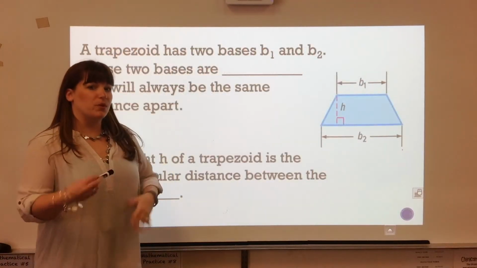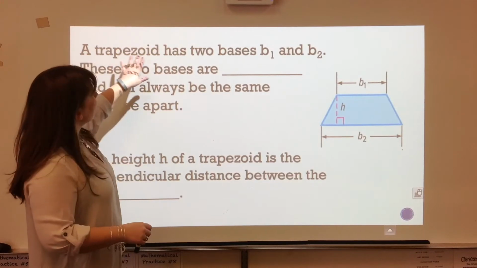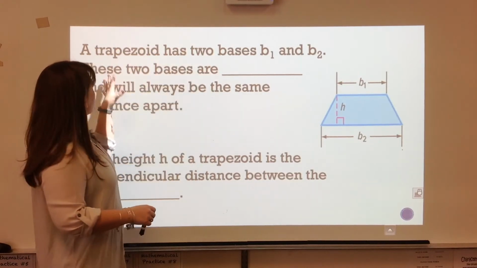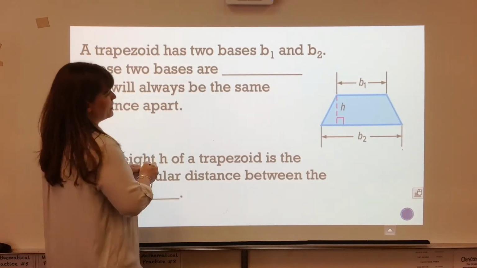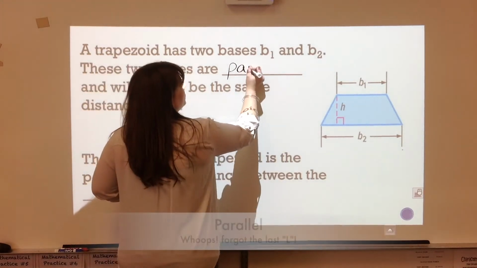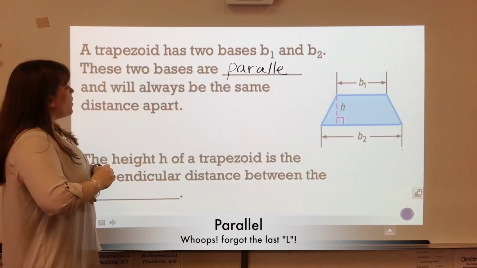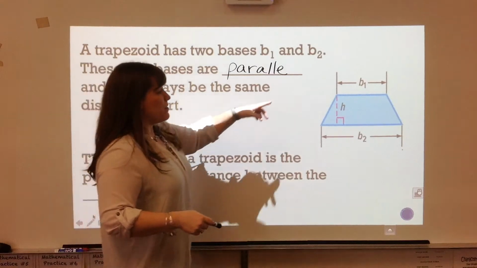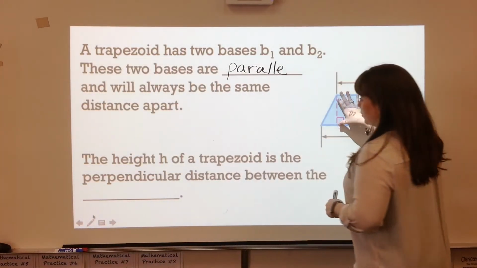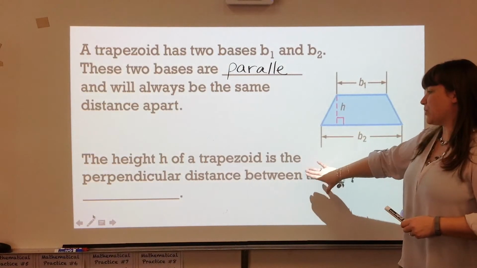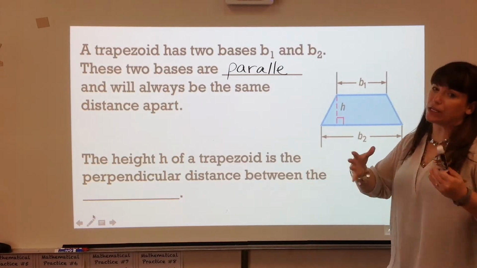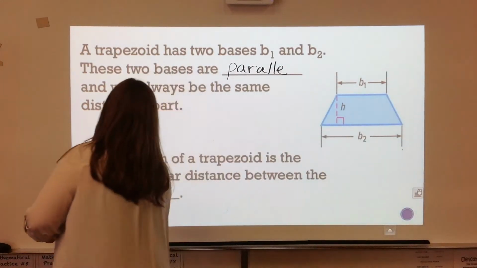One final note before we try some examples: a trapezoid has two bases, B1 and B2, and these two bases are parallel. They will always be the same distance apart. That ends up being the h. The height of the trapezoid is the perpendicular distance between the bases.